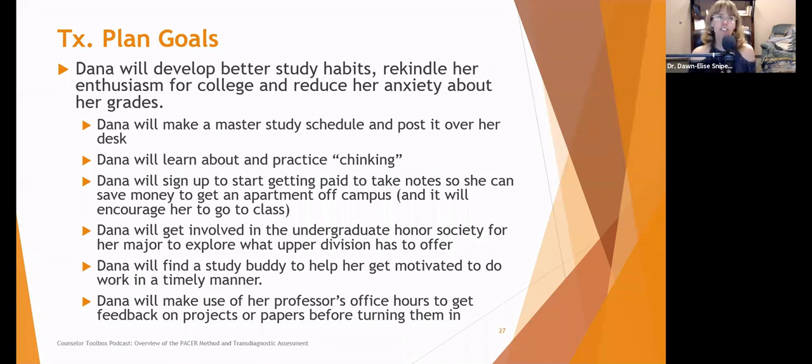Since she's concerned and she feels like the expectations and the rubrics are unclear for her assignments, if she prepares an assignment, makes a best effort, and then goes in and talks to the professor ahead of time, she can probably get some feedback and improve her assignment.